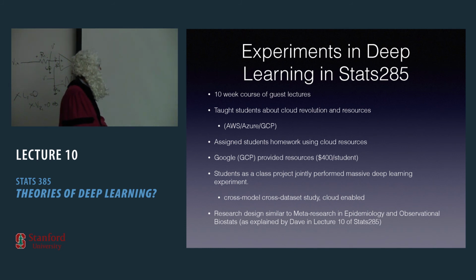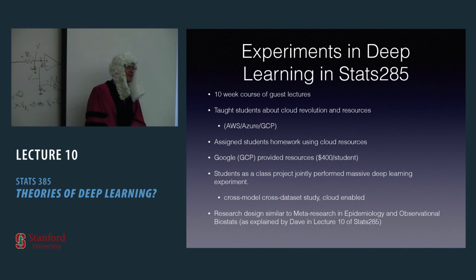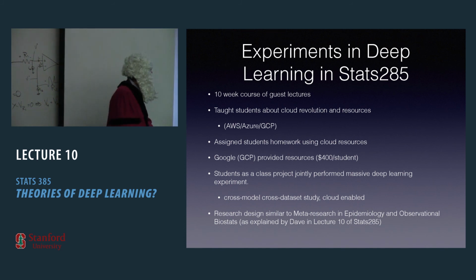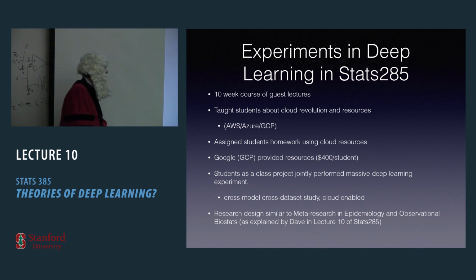Students, as a class project, jointly performed a massive deep learning experiment in which every different popular, famous deep learning model was used on every different data set, and they were torture tested under a range of conditions that probably most of them hadn't been torture tested on before, where the labels for the classifiers were corrupted in various ways. The research design done in this way is similar to meta-research that's popular in epidemiology and observational biostats.